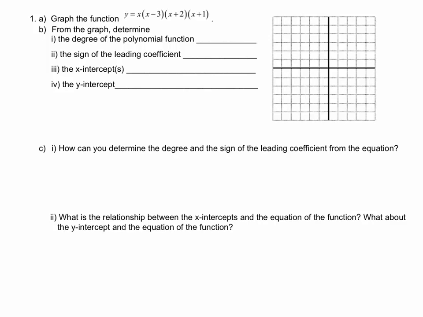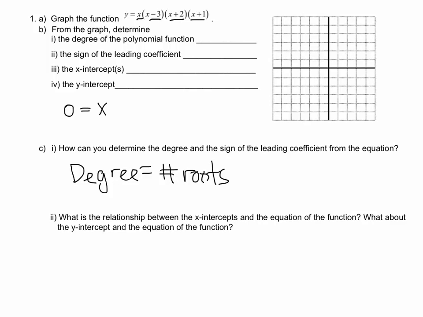To figure out the degree and the sign of the leading coefficient from the equation, the degree is going to be equal to the number of roots or the number of zeros of our function. And we know that from the investigation that we did in the last section. The number of roots for this function is 4, because if we set y equals 0, then 0 equals x times x minus 3 times x plus 2 times x plus 1. We would have 4 roots because we would solve for each of these components equal to 0. The degree then is going to be 4.